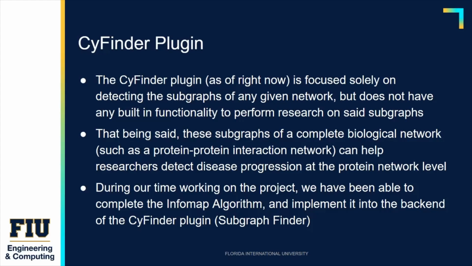So the SciFinder plugin, as of right now, is solely focused on detecting the subgraphs of any given network, but it doesn't have any built-in functionality to perform research on said subgraphs. Essentially, the algorithms that are implemented into the SciFinder plugin are used to split apart the graph into different subsections depending on the communities they fall best into, which again we'll explain a bit later. But it doesn't have any built-in functionality to perform the research on them. A lot of what it's done is just splitting up into communities for researchers to study.